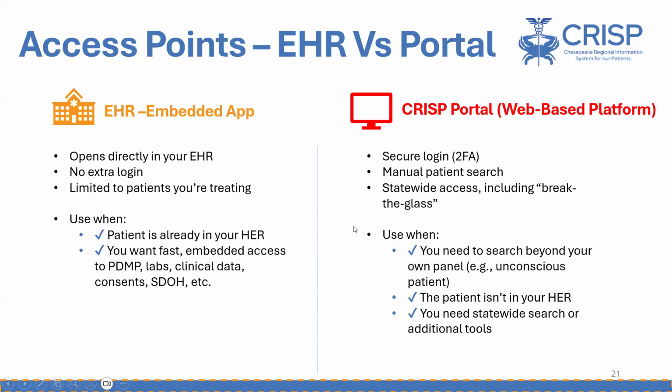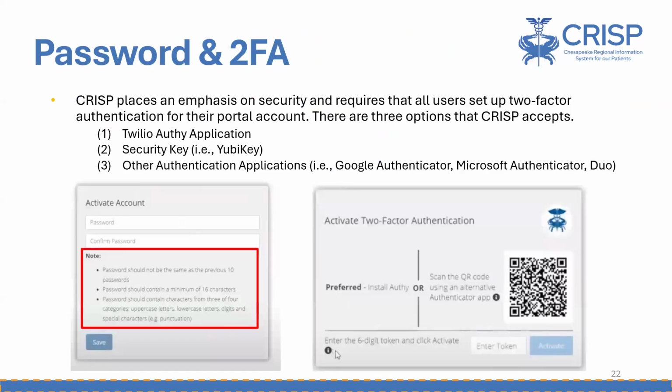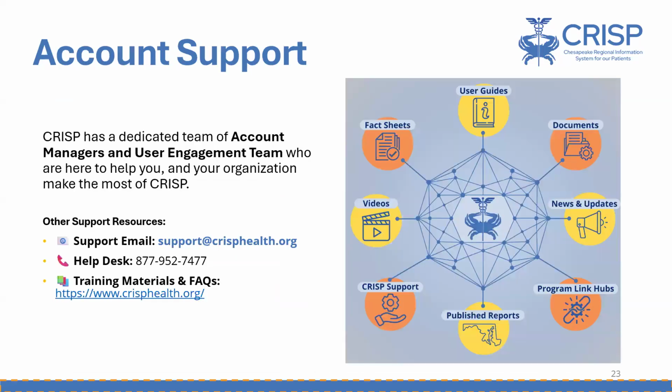Okay. Continuing on, once you get access to the CRISP portal, we do have password and two-factor authentication requirements. This slide is just to give you some background about what those are. When you set up your password, it will tell you, and then we have options for two-factor authentication. Our preferred is to use the Authy application, but if you have other applications that you use for other tools and you don't want to download another one, you can always scan that QR code on the side of the screen, or you can use a token key, like a YubiKey, to do this.